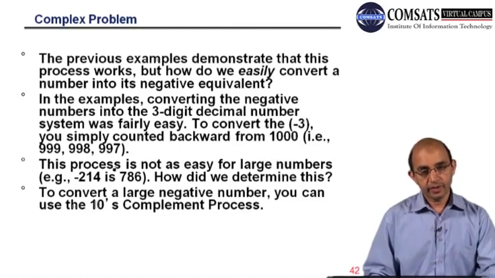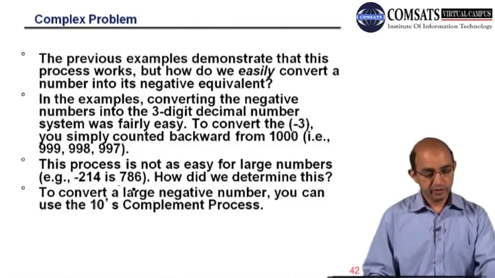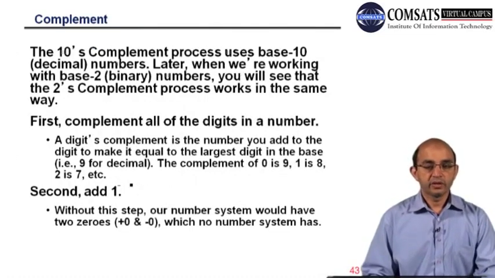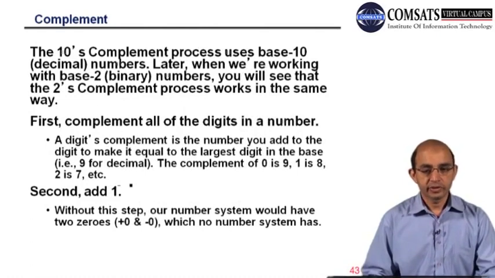But the problem will arise whenever we have to do this for large numbers. For example, minus 218, so that is 786. We cannot count over here, so we need to look for something else. That's why we have introduced complement. We will be having the tens complement process that uses the base 10 decimal number system.